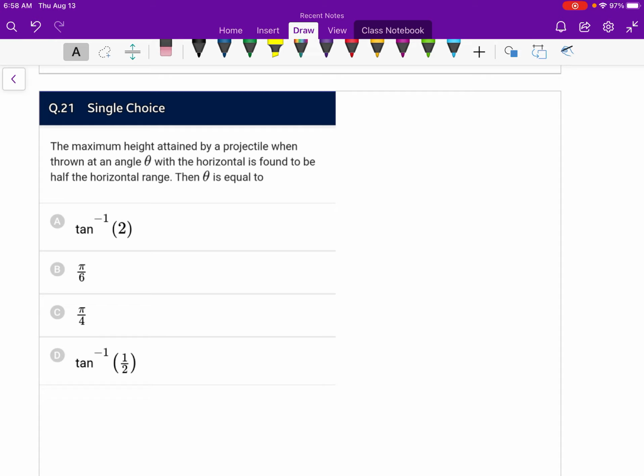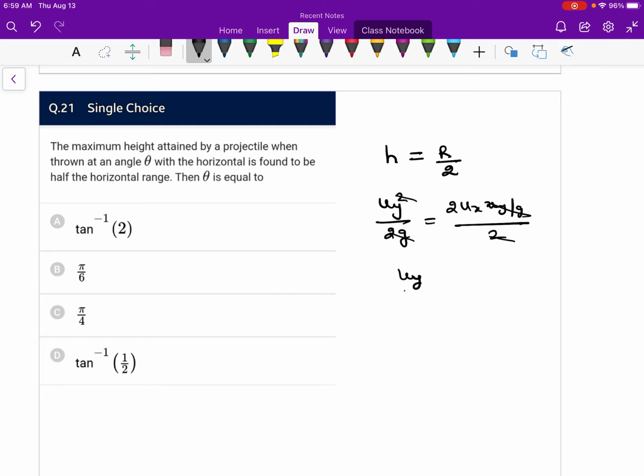The maximum height attained by a projectile when thrown at an angle theta with the horizontal is found to be half the horizontal range. So H is R by 2. Okay. H is uy square upon 2g and R is 2ux uy by g. So uy upon 2g, uy upon 2g cancel. Okay. So uy upon ux, which is tan theta, is equal to 2.